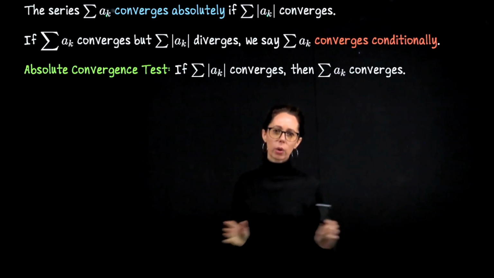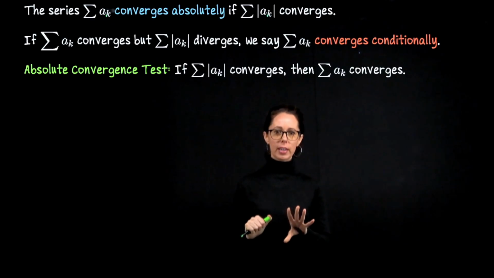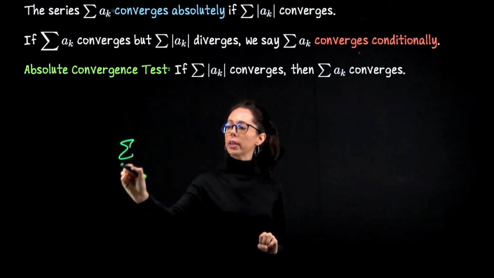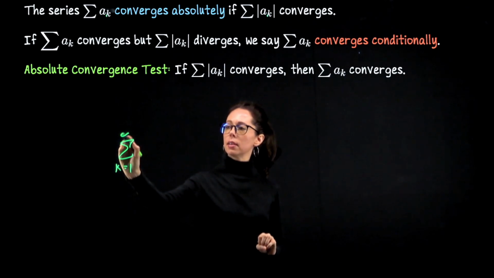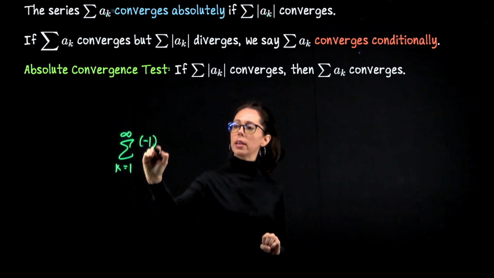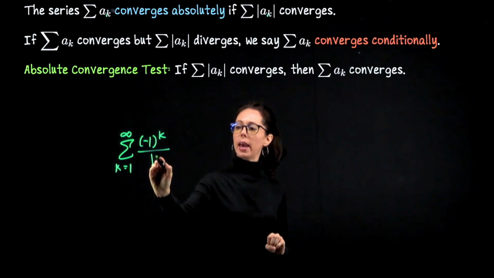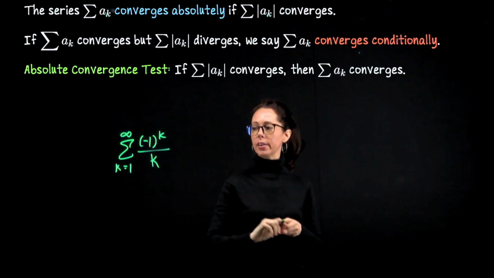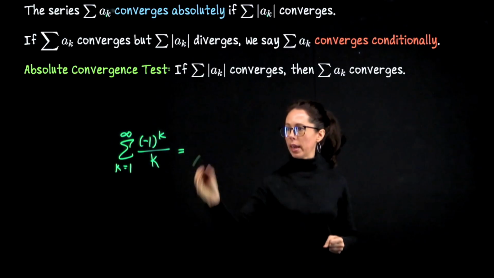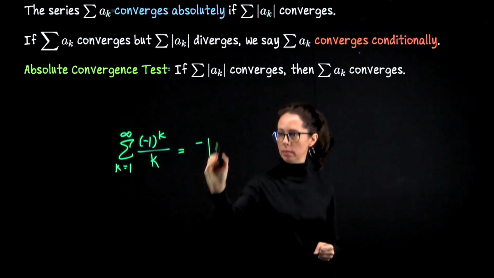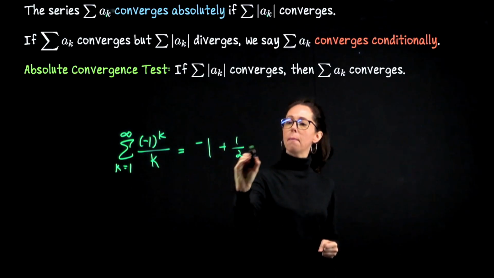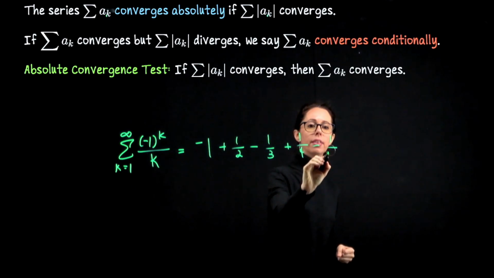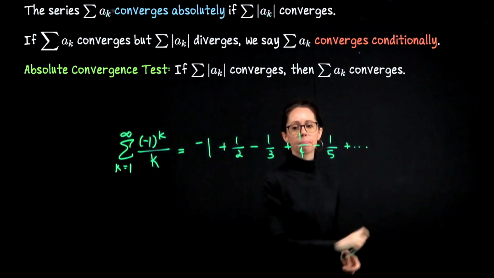Let me give you just a really quick example of that. I'm not going to prove it in this video. We will talk about this a little bit later in a future video. But if you look at the infinite series that looks like (-1)^k divided by k, this is what you could call the alternating harmonic series. We start to expand it. When k equals 1, we get -1 plus a half minus a third plus a fourth minus a fifth, etc.